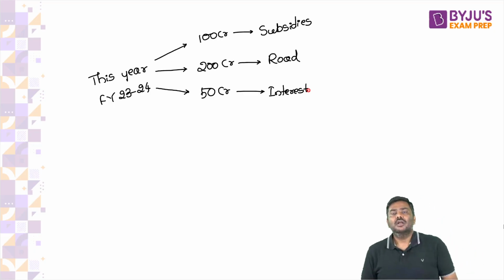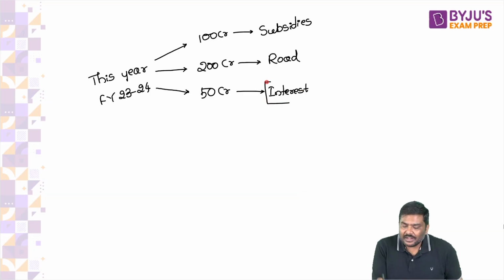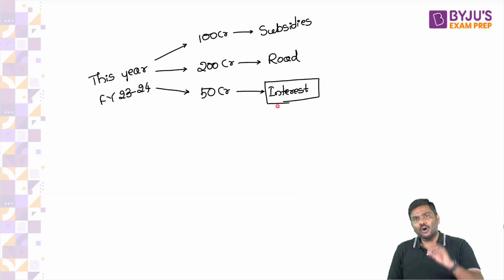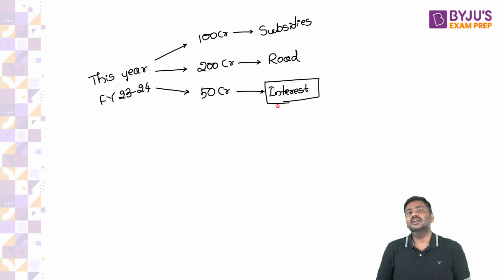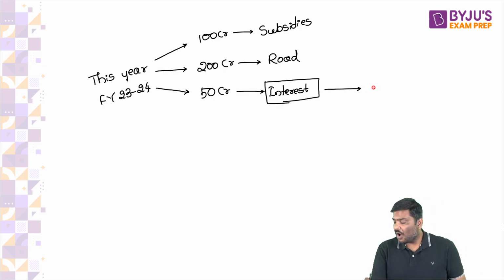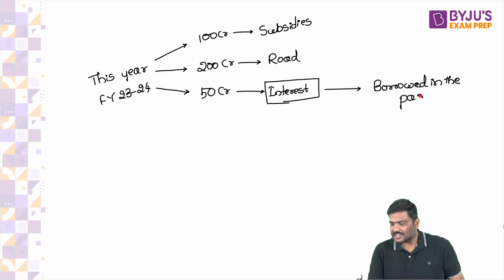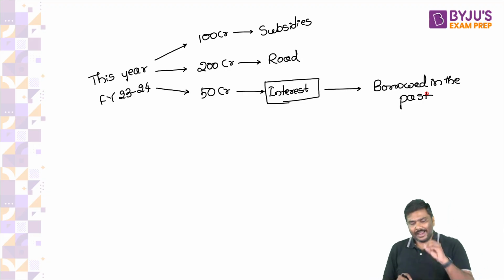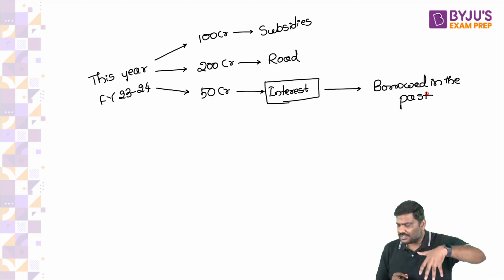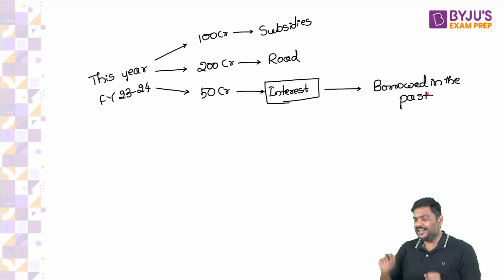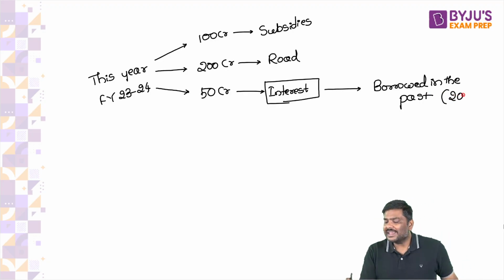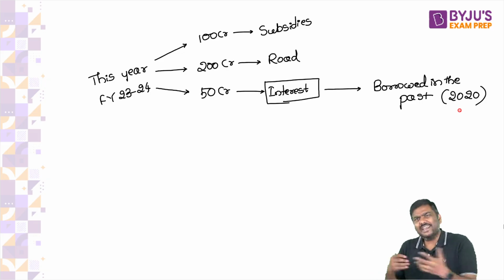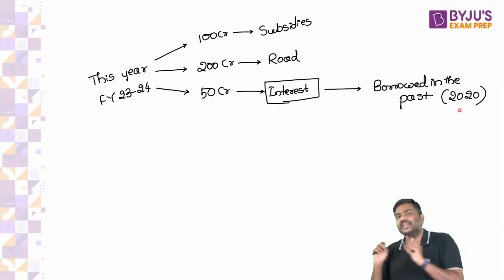Point number 2. Now, why do you think government is paying interest? Can I say government is paying interest in this year because government has borrowed in the past? All of you will agree? Please do let me know if you understand these concepts, right? Government is paying an interest of 50 crore rupees in this financial year because, let's say hypothetically, government took a loan back in the year 2020. Government has borrowed in 2020.